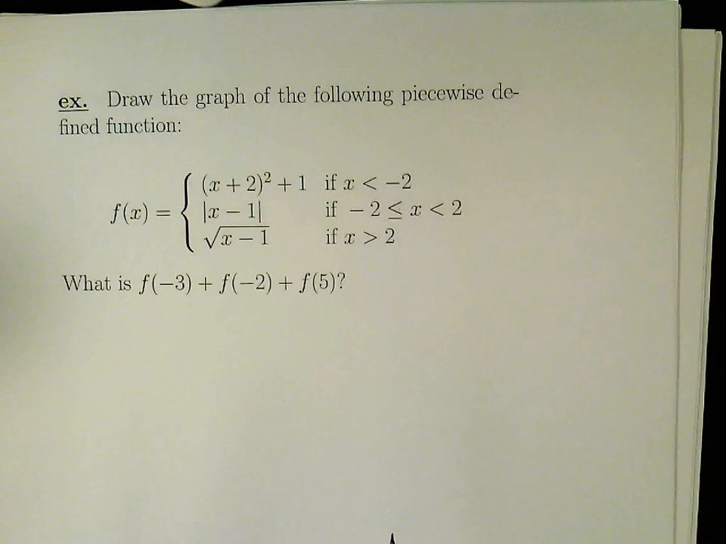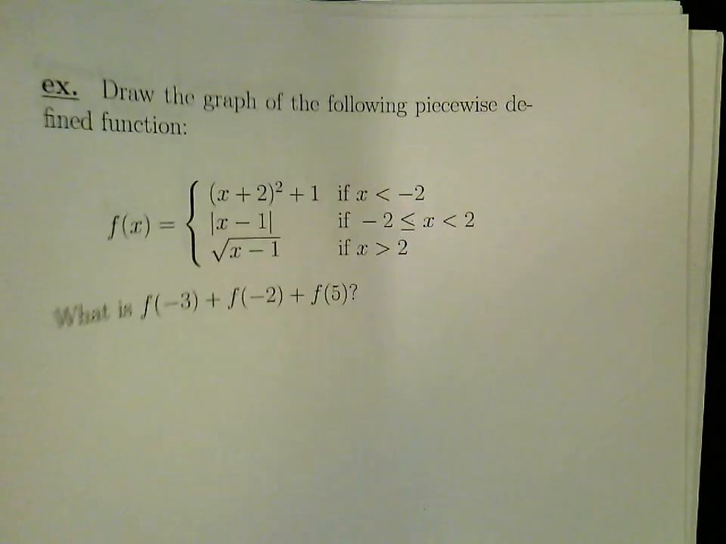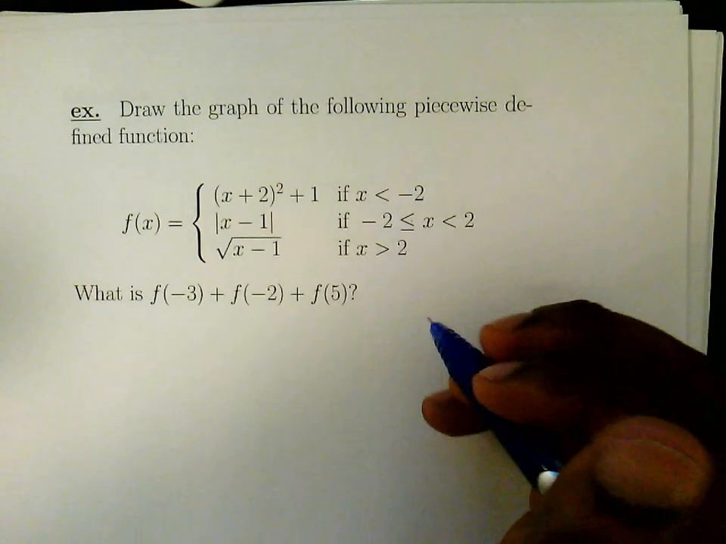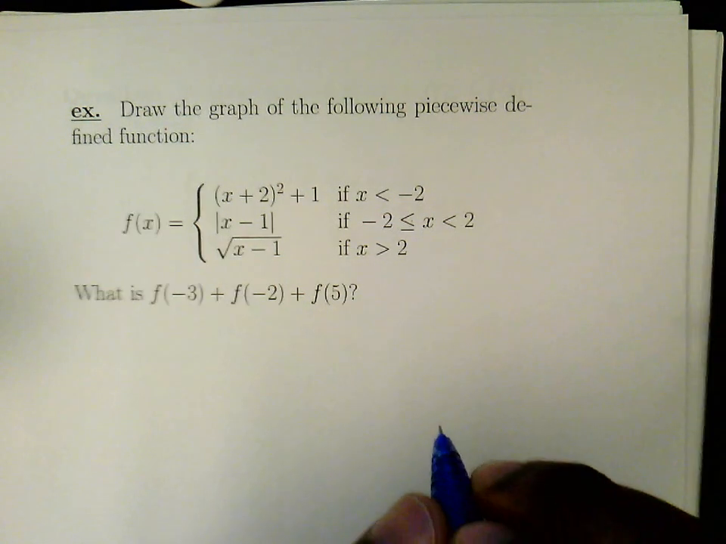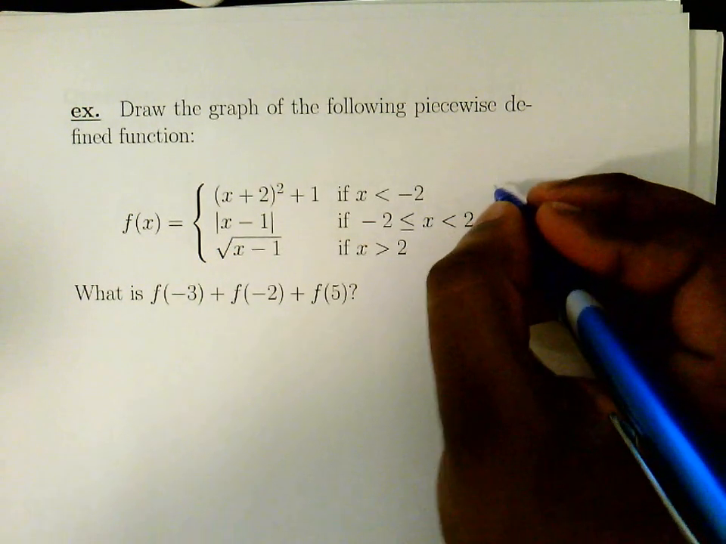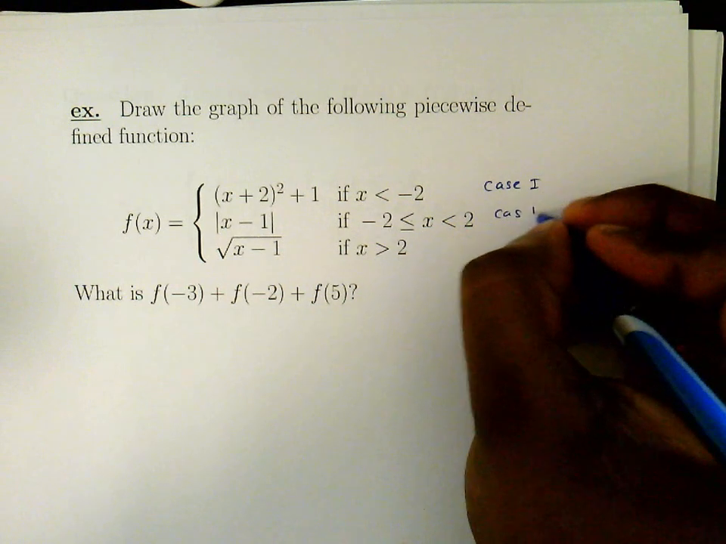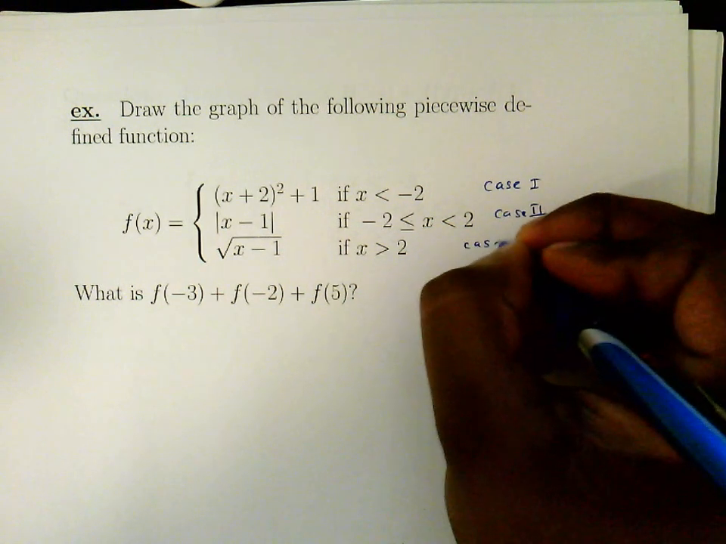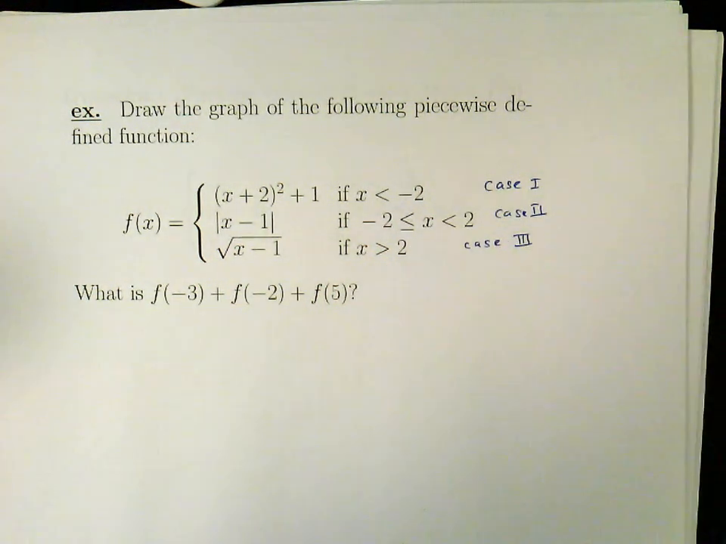Okay, so draw the graph and then find the value. Well, you don't have to draw the graph to find the value. So let me show you how to find the value, and the question I ask next is about finding this value. All right, so let's remember, you mark cases: case 1, case 2, and case 3, because the function is given as 3 different cases.